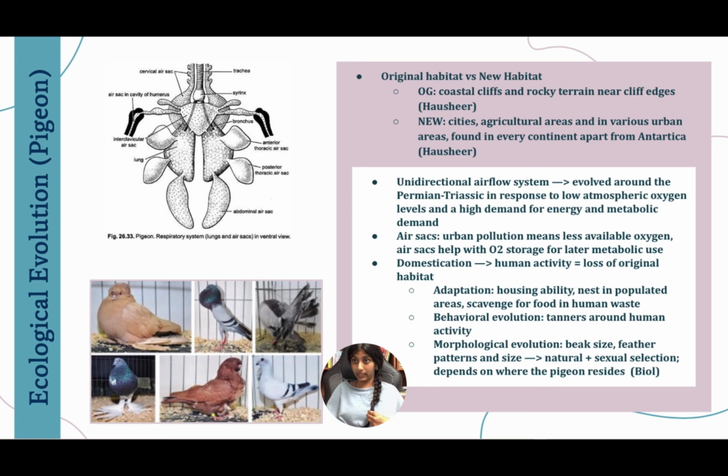Due to domestication, however, they lost their original habitat and so they had to adapt in many ways. One of the ways they adapted was their housing ability. So they can house in various different locations, like on windowsills or on building ledges. And they can also scavenge for food in the streets of the urban cities. And they can also peck at the sidewalks and stuff to find seeds, etc.